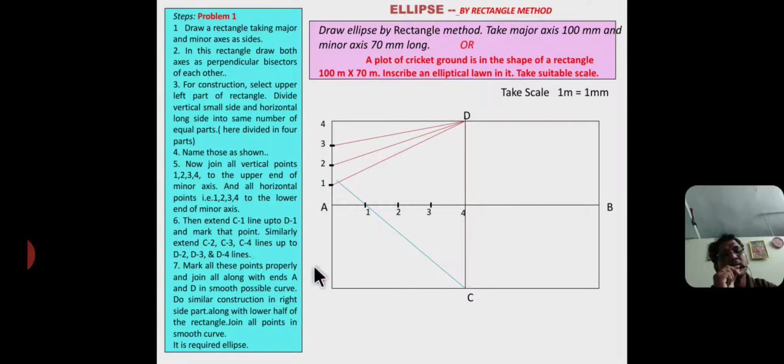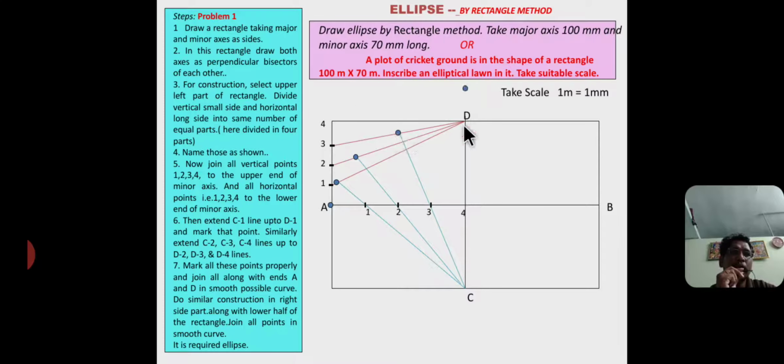Now similarly you have to join horizontal points to the lower part of the main axis, that is C2, C1, C2, C3, C4. Now these are the intersecting points, that is C1 and D1. The intersecting point is this point. Similarly, the intersecting point of C2 line and D2 line is this point, and the intersecting point of C3 line and D3 line is this point.